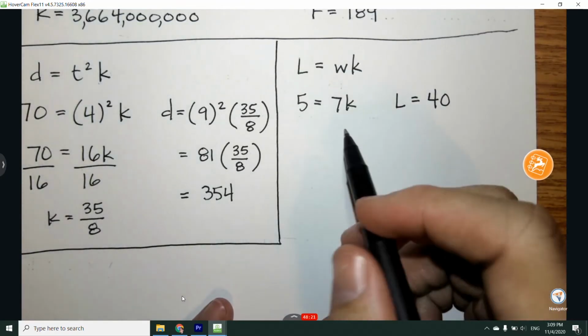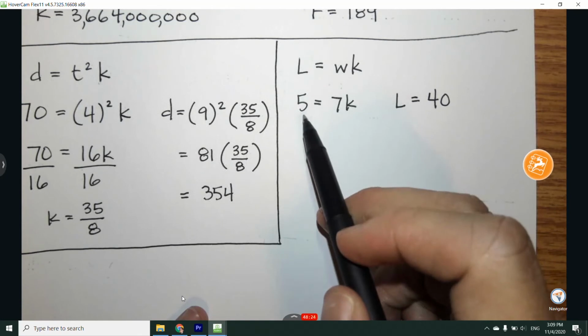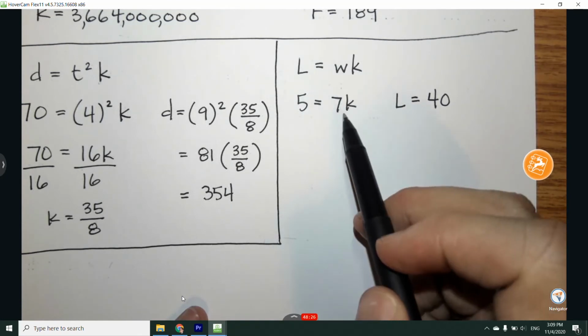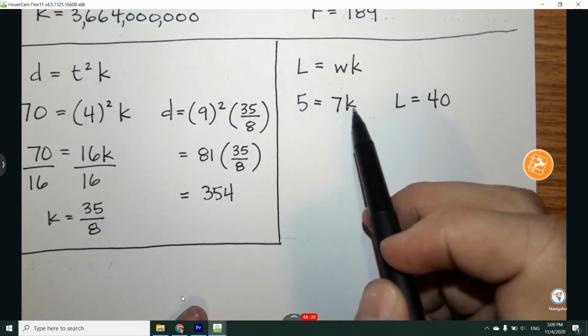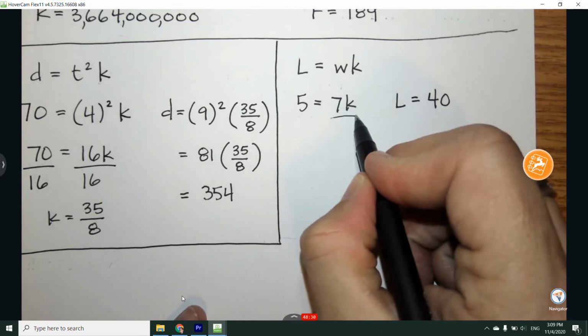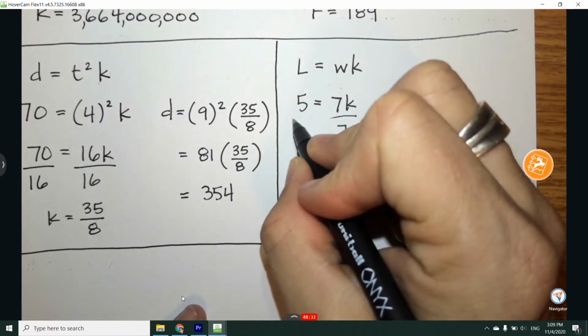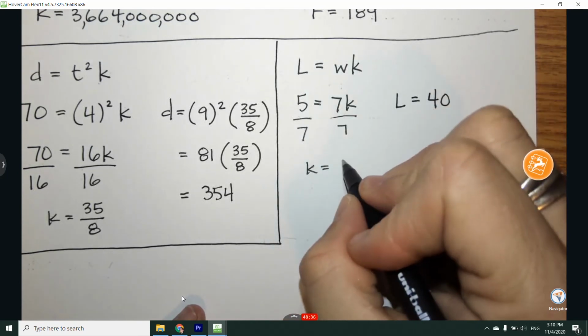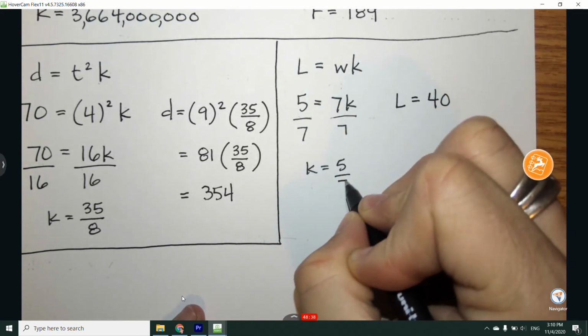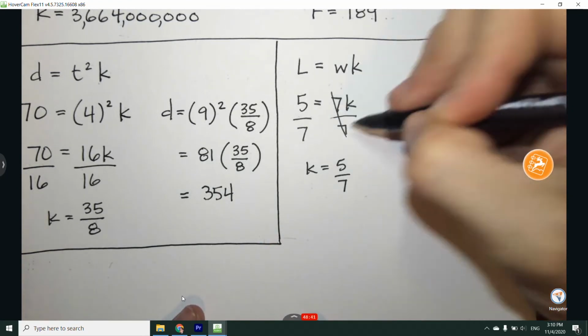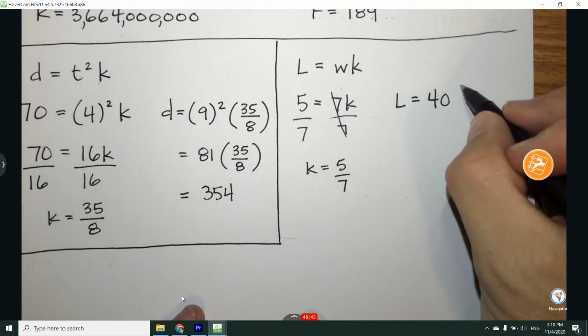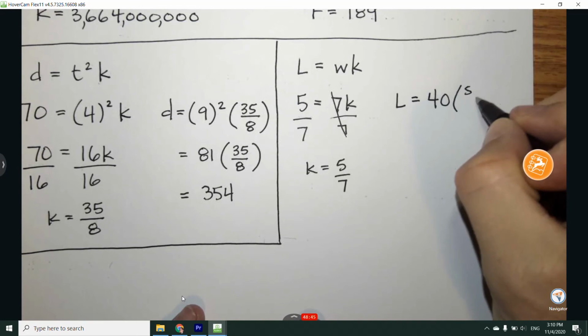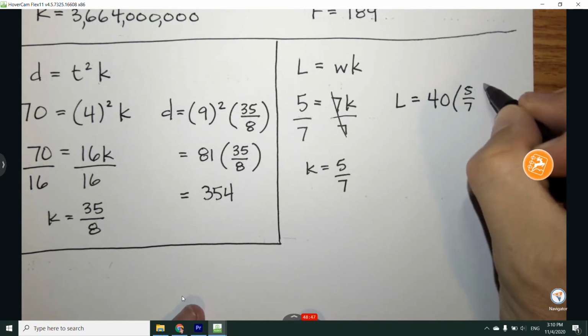All right, so the first thing we're going to do is plug in our length, which is 5, our weight, which is 7 pounds, and then we have our constant k. So we're going to divide both sides by 7, and then just leave this in fraction form. So this k is going to be equal to 5 over 7, because these will cancel.